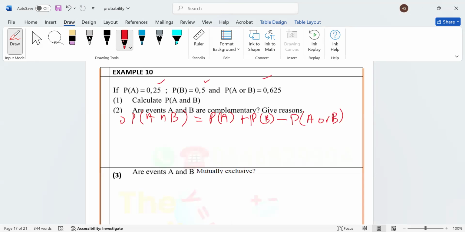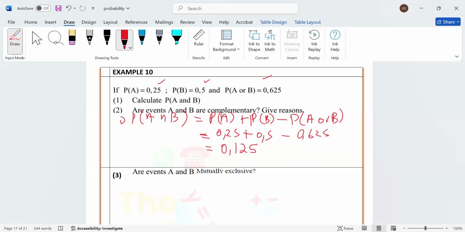So what are you going to do here? You're going to substitute. What do you have? You have 0.25 plus 0.5 minus 0.625. And then you get your answer here. What are you getting as your answer? 0.125. So we're done with the probability of A and B.